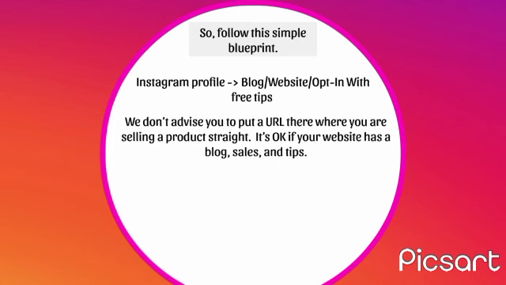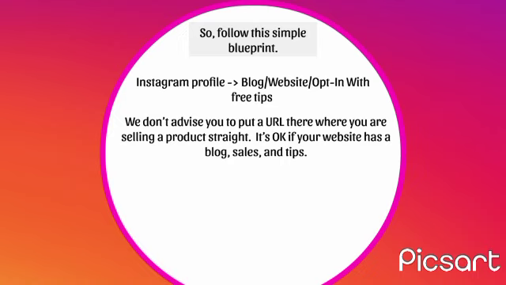So we don't advise you to put a URL there where you're selling a product straight. It's actually better if that link goes to your blog or a content piece with tips, maybe tips on scuba diving, like the top 10 things you shouldn't do as a newbie scuba diver, or the top 10 gear items that I use. You're telling them the gear that you use, and maybe you link them to affiliate links like Amazon affiliate links. So you're indirectly making money by providing free content. That's another method of indirect selling.